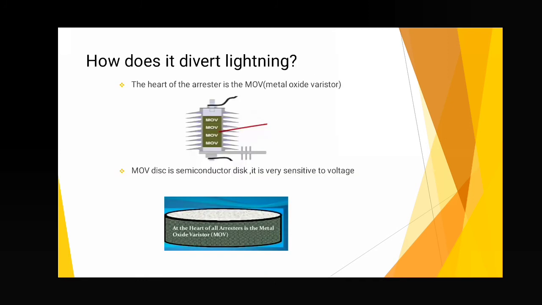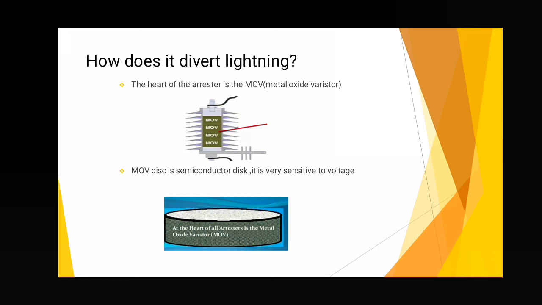How does it divert lightning? The surge arrestor consists of one type of material which is called metal oxide varistor. The metal oxide varistor is the heart of the arrestor. The metal oxide varistor is a semiconductor disc, and it is a disc type. It is very sensitive to voltage.